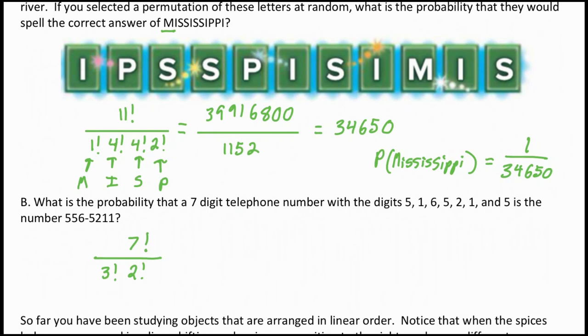7 times 6 times 5 times 4 times 3 times 2 times 1. What do you get? 5,040. And then see if you can get that denominator as well.